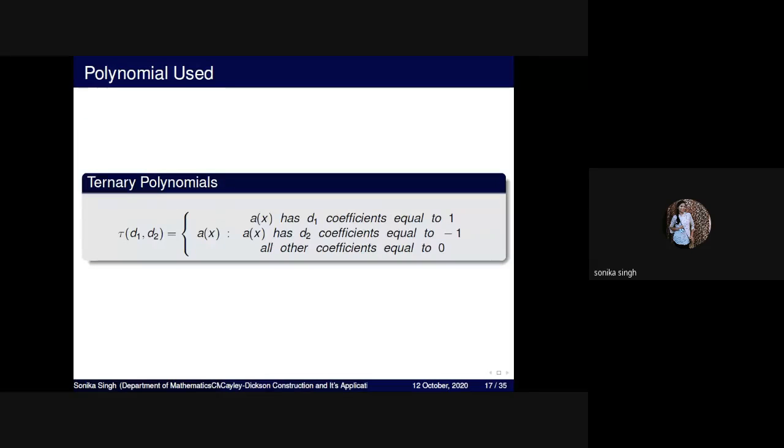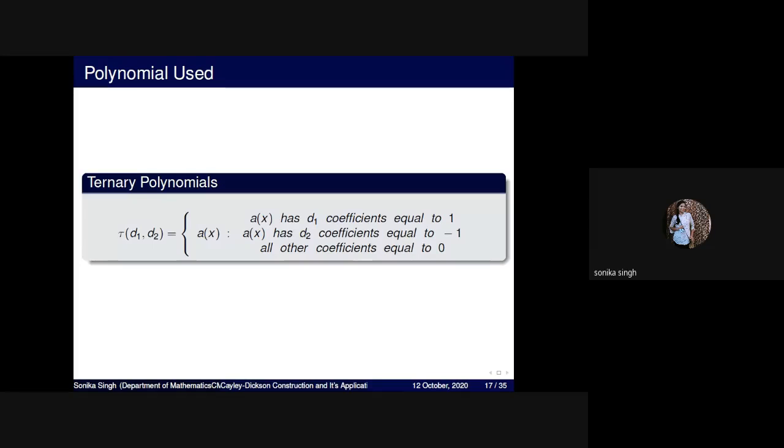And the next thing we need is polynomials, because we will use the convolutional polynomial rings. So we need to see which type of polynomials we are using in our cryptographic constructions. We use ternary polynomials for these cryptographic systems. In ternary polynomials, we have only three types of coefficients: 1, -1, and 0.